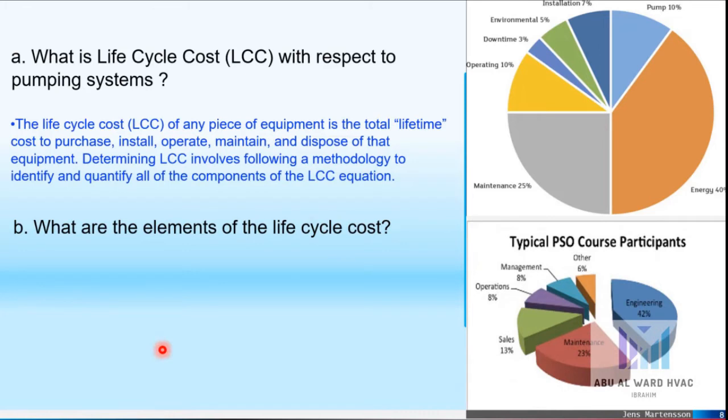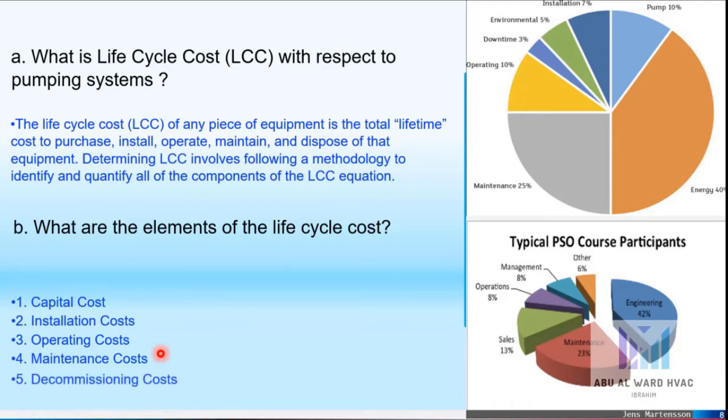What are the elements of the life cycle costs? The elements include capital cost, installation cost, operating cost, maintenance cost, and decommissioning cost, which is shown in this diagram with their percentage involvement in the pump life cycle.